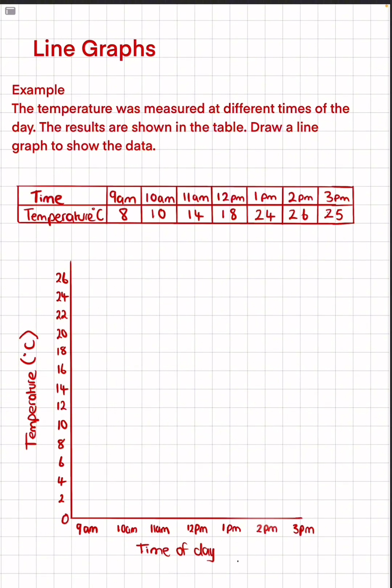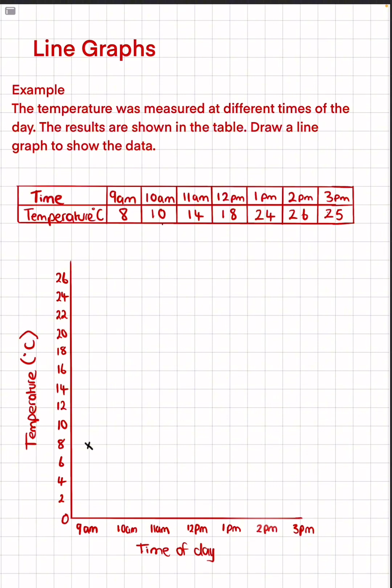So we've got time of day along the bottom and temperature along the side. This is the data that we need to plot. So at 9 a.m., the temperature was 8 degrees. So we find 9 a.m. along the bottom and go up to 8 degrees and plot a point.